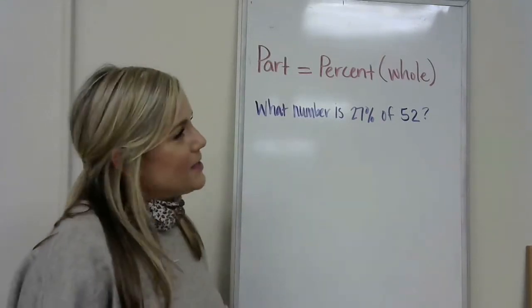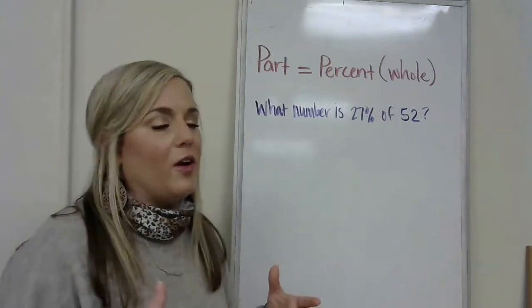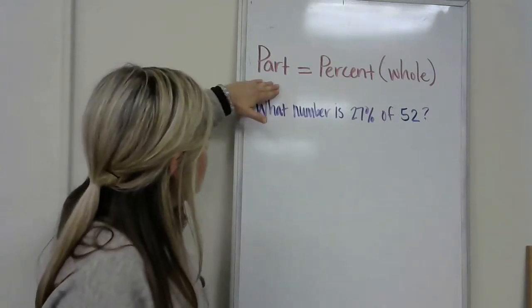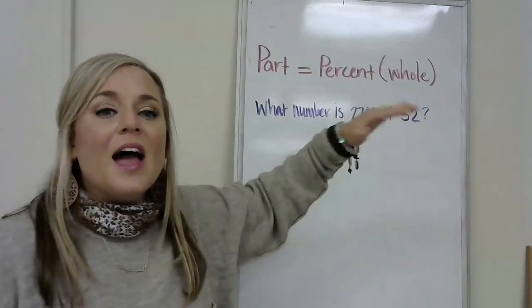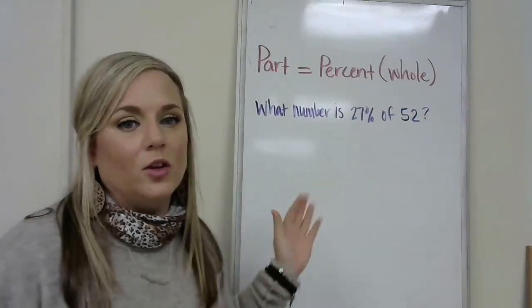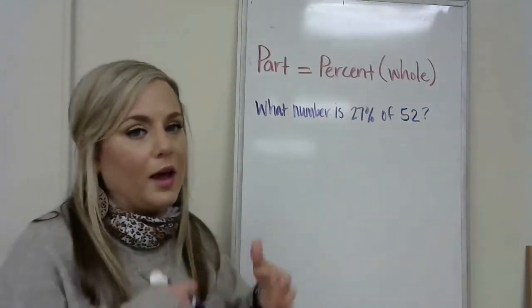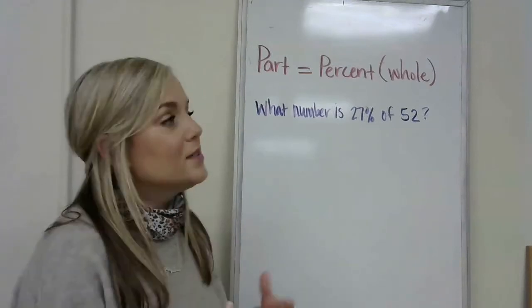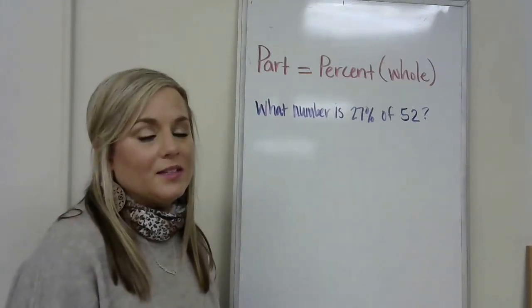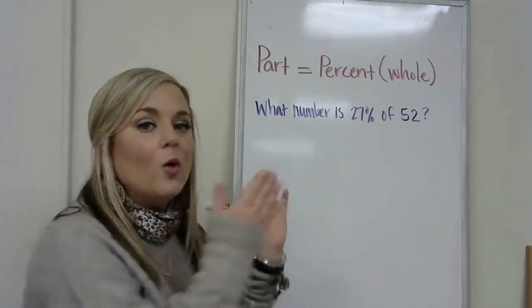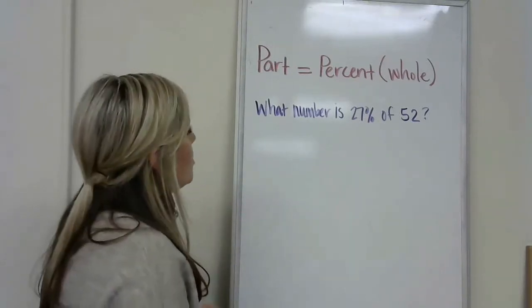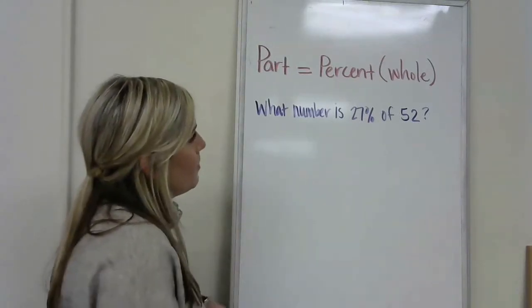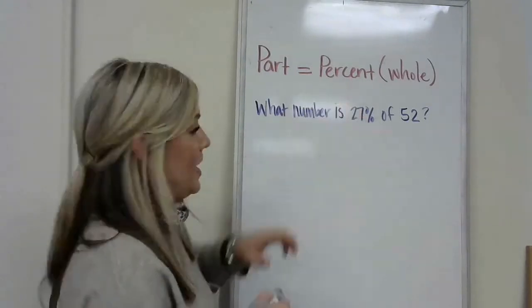Now, for 27% of 52, we have to figure out whether we are finding our part, our percent, or our whole. Sometimes it's super easy to look at it and say, okay, I'm finding part, or percent, or whole. Sometimes you may want to look at it like this: instead of asking which one am I finding, ask what did they give me? So, what number is 27%? I obviously have my percent.